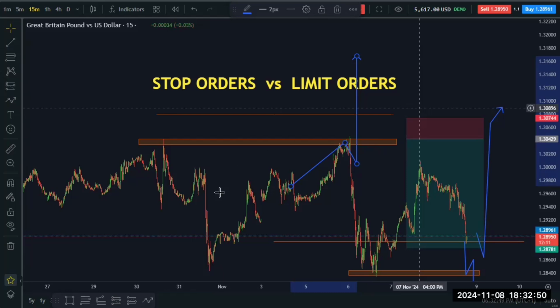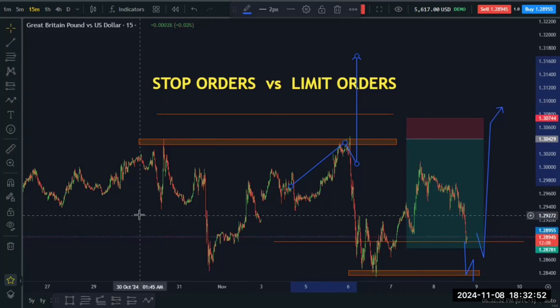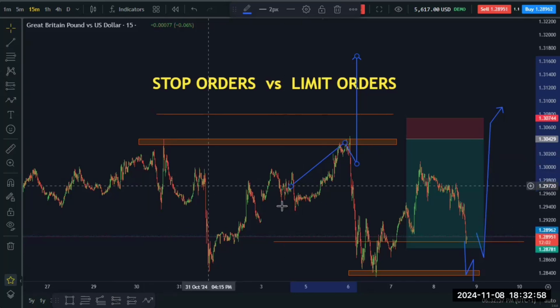And then one last difference before I close is that for a limit order, the price must be respected.